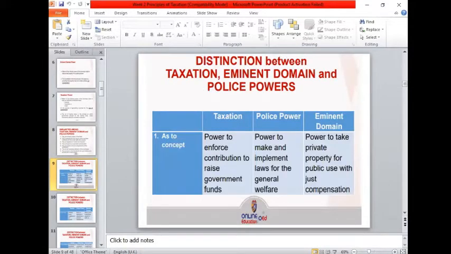So what are the distinctions between these inherent powers? As to the concept, taxation is the power to enforce contribution to raise government revenue. The police power is to make and implement laws for the general welfare. And for eminent domain, it is the power to take private property for public use with just compensation.